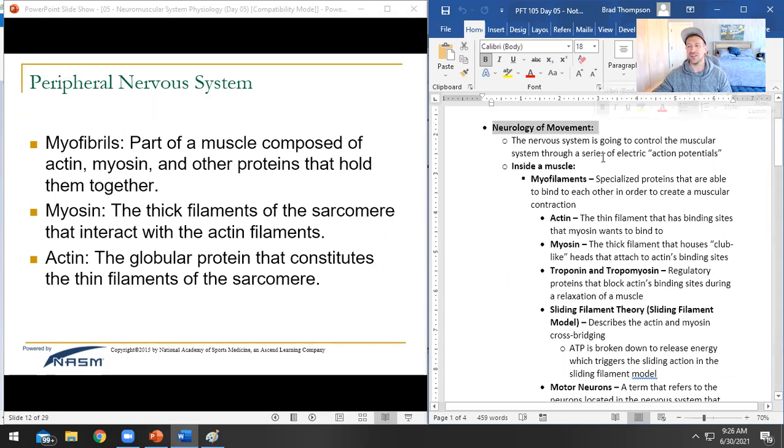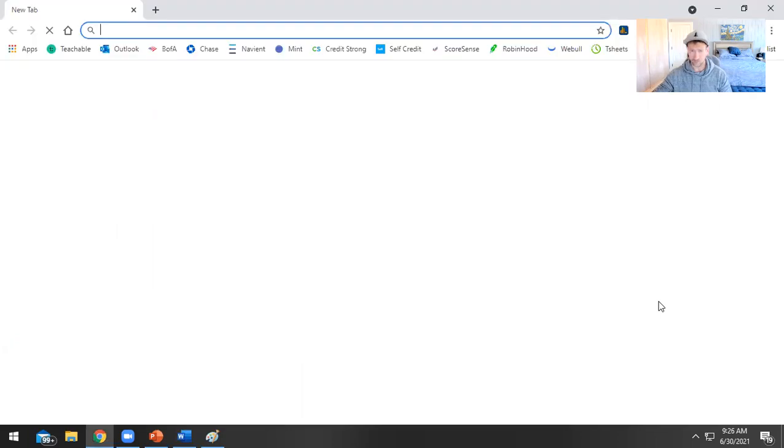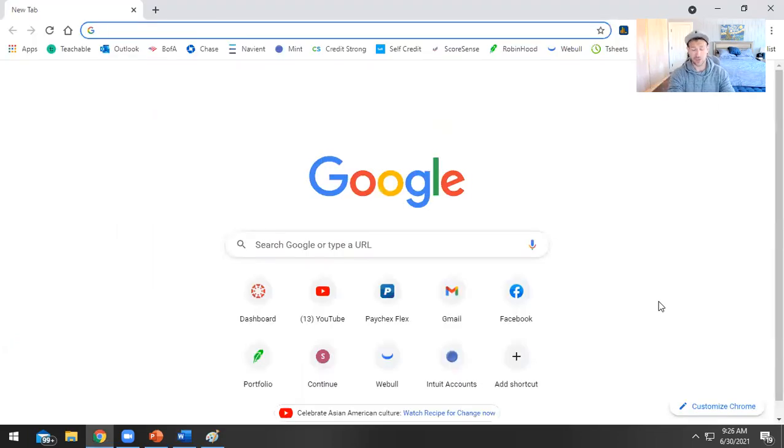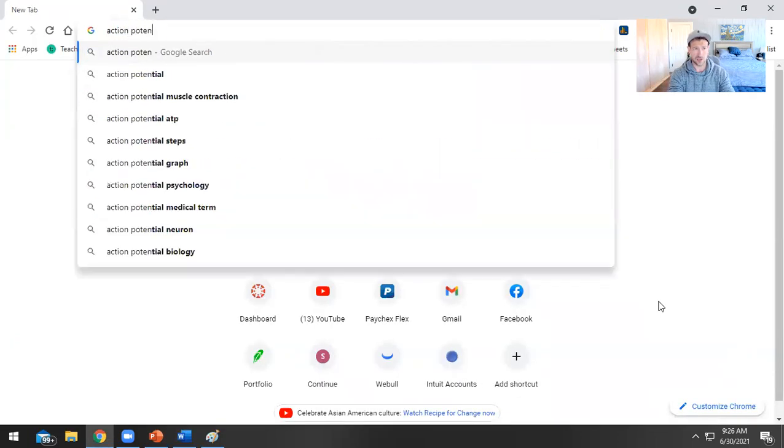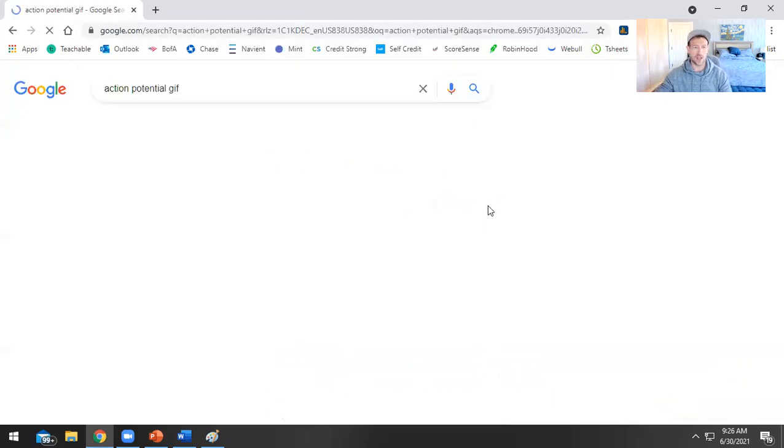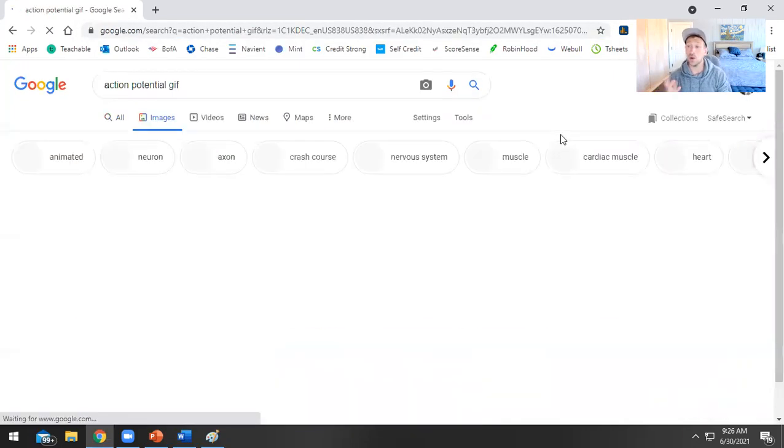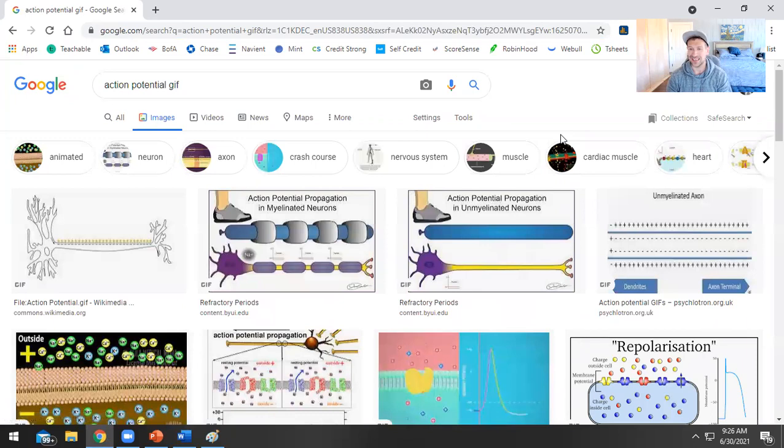So when we look at the neurology of movement, your nervous system is going to control your muscular system through a series of what we call action potentials. So that's one last thing I want to show you. Action potential. We always say that your nervous system creates electric signals, and that's because that's actually what it's doing. Your body is creating electrochemical signals.